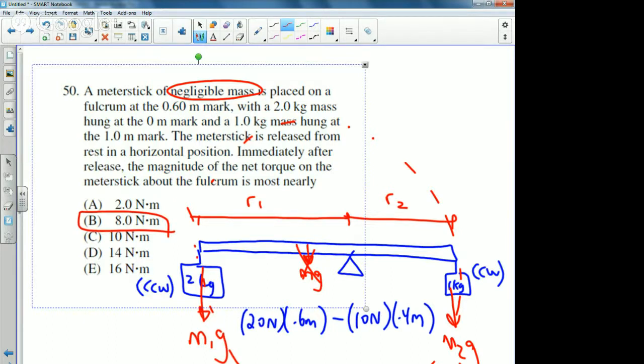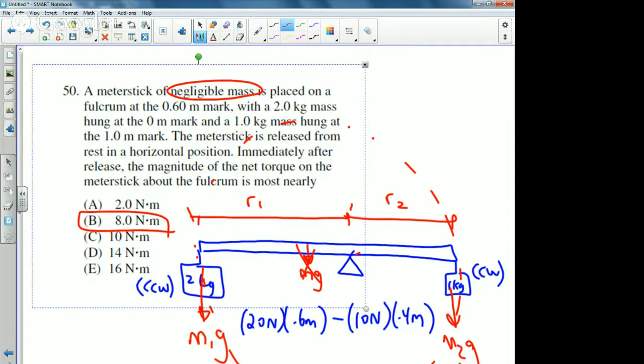Any questions about that? Fatima? How'd you get the 10 times the 0.4? Doesn't it say 1? 1 what? 1 kilogram, which is 10 newtons? No, it's 1, the 1 meter mark. But how far is that 1 meter mark from the axis of rotation? It's only 0.4 meters away, which is why I drew R2 on the diagram from here, not as the entire meter stick.